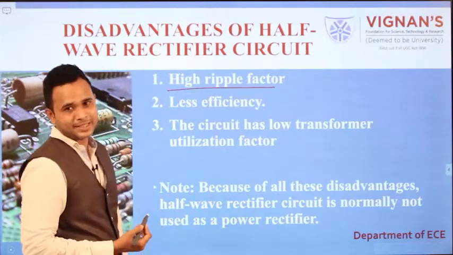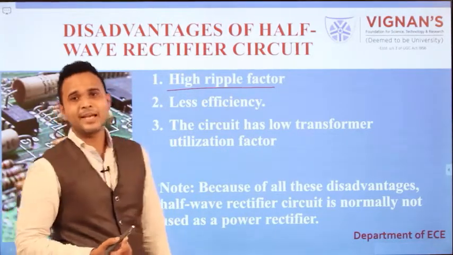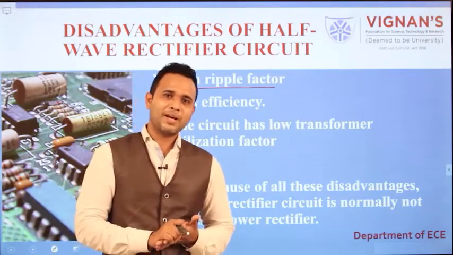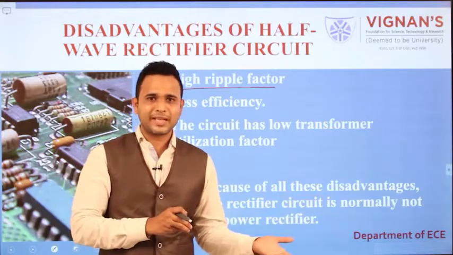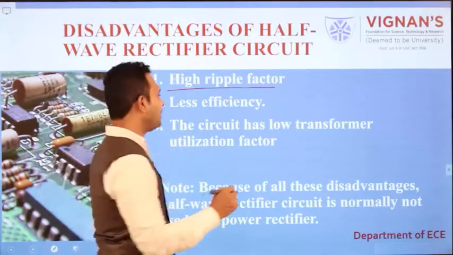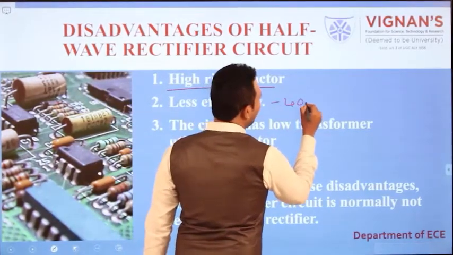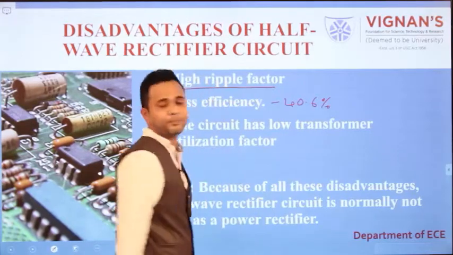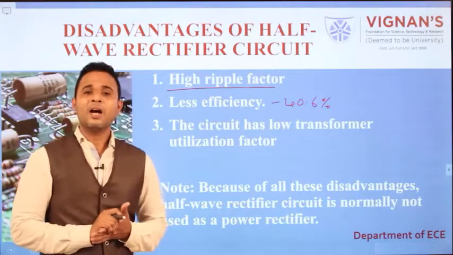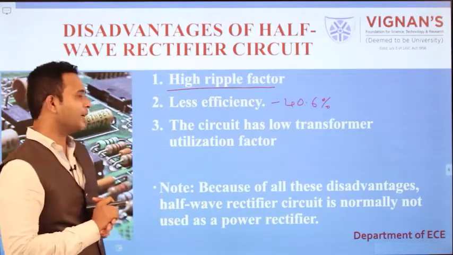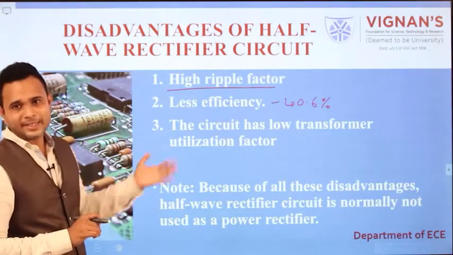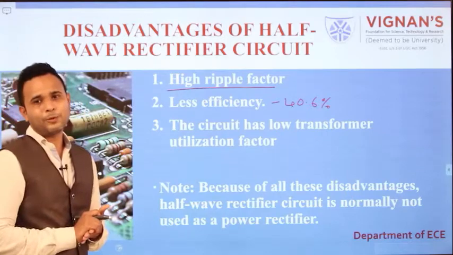This is the main disadvantage. The second disadvantage is efficiency. Generally we need high efficiency, but only half of the power is coming to the output side. That's why the efficiency is also very low. Theoretically it is 40.6% only. Coming to the transformer utilization factor, it is also very low. Because of these disadvantages, we are moving to the full wave rectifier.